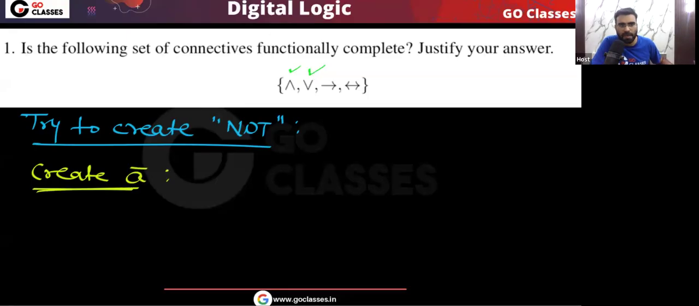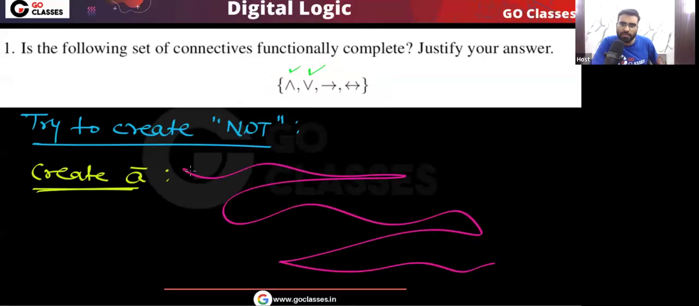Now tell me one thing. How much time will you spend trying to create A bar? You will keep trying. Maybe there is some way to create A bar. Okay, maybe this will give me A bar. Actually this will also not give me A bar. Then maybe this will give me A bar, but this is also not giving you A bar. So you will check some combinations: using these two you will try to create A bar, using these three, using all four. You will keep doing this.